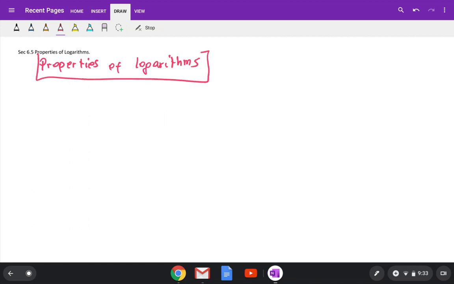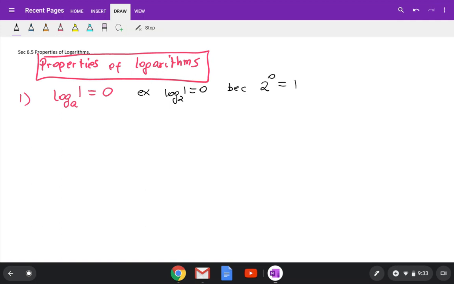Okay, so let's list all of them. First one, log of base A of 1 always equals 0. Okay, and I will be giving you an example. Example, log of base 2 of 1 equals 0, because changing that to exponential will be base to the power of 0, which is equal to 1.